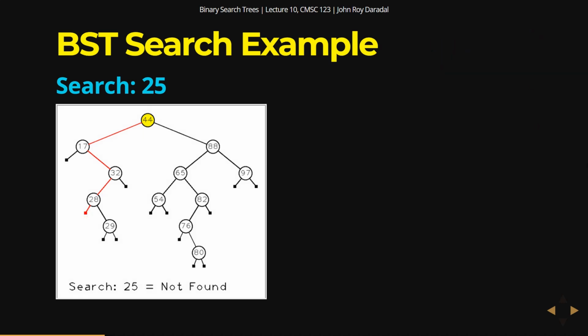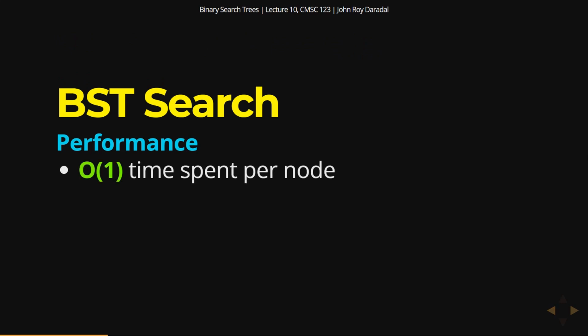So it's pretty simple, right? Okay, so how about the performance of search? At each node, you only really do constant time, because you're just comparing if it's equal, less than, or greater than, and then updating the node after that.